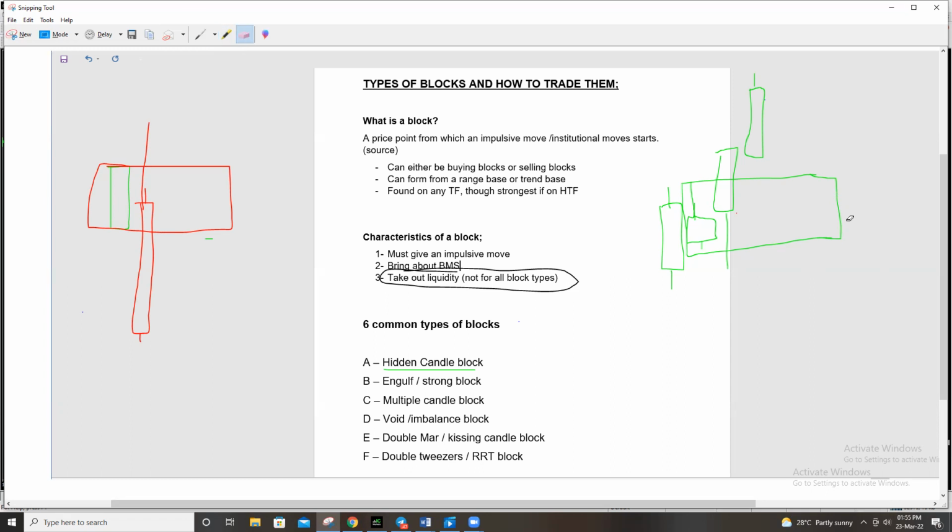If you're dealing with a buying market or a buying block, we will have, of course, the red candlestick that will now be engulfed by the green candlestick.